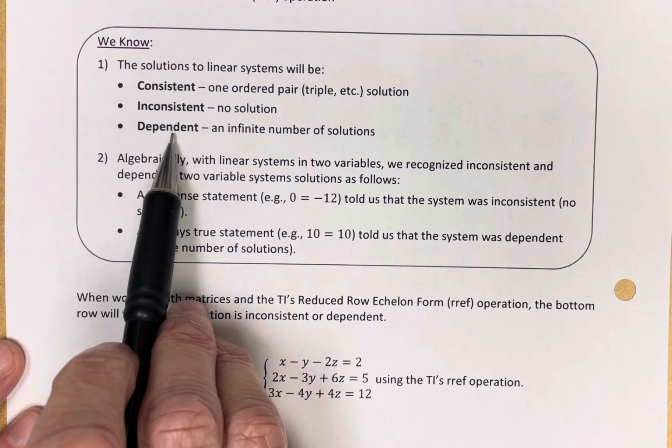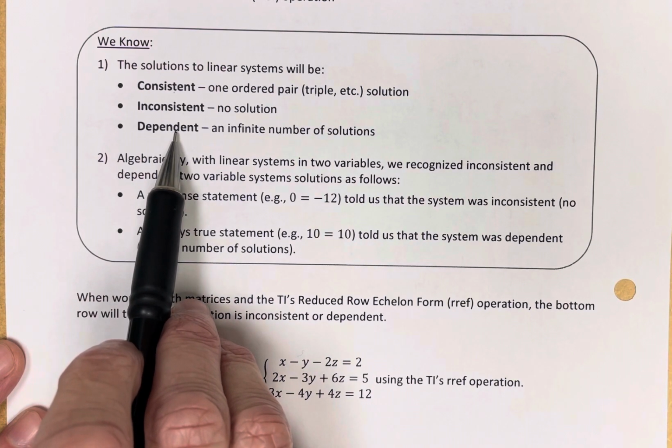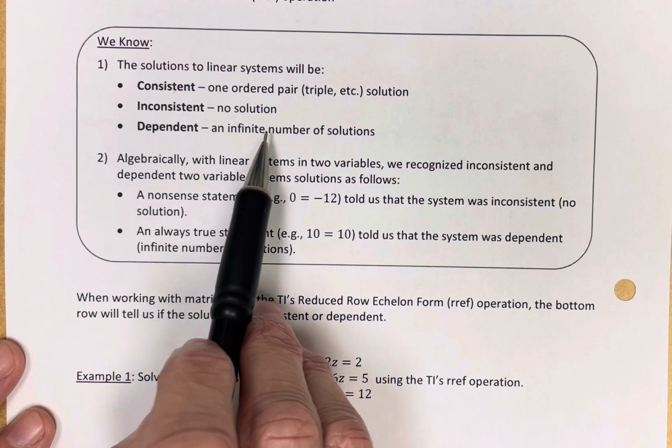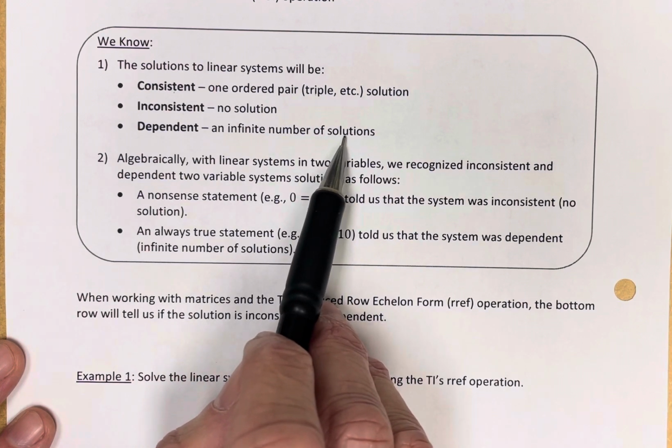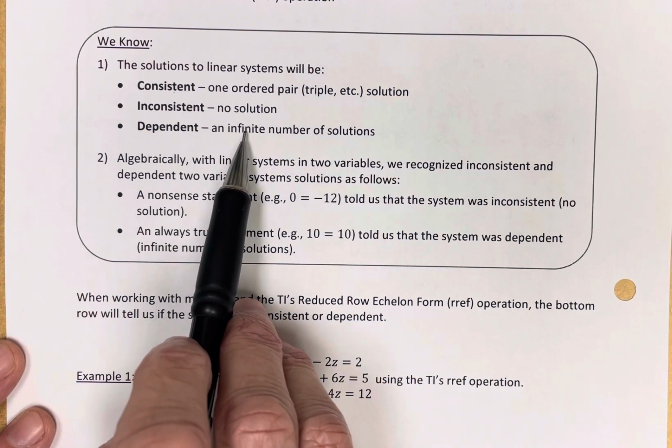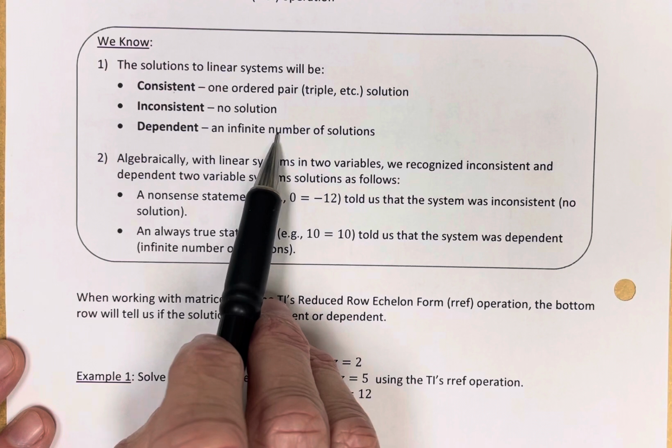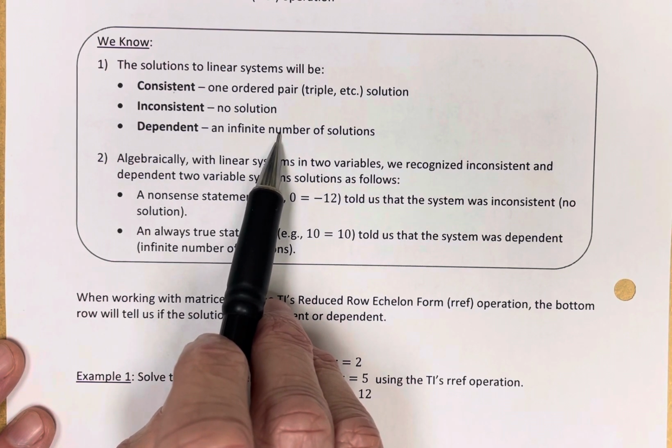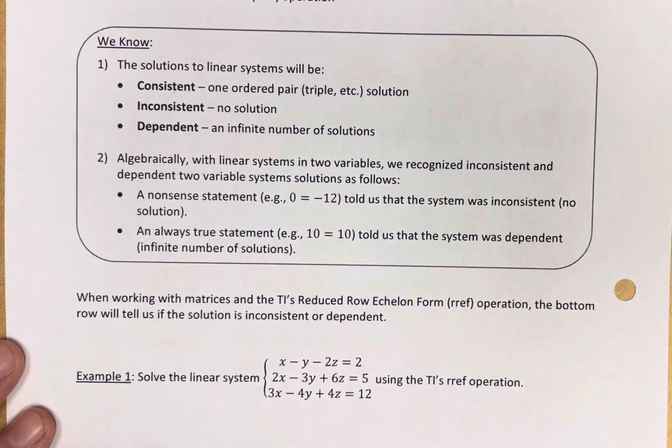And then finally, they can be dependent, which means they have an infinite number of solutions. Again, if we're dealing with lines, one line on top of the other, coincidental. If we're dealing in three dimensions with planes, then all three planes are on top of one another.